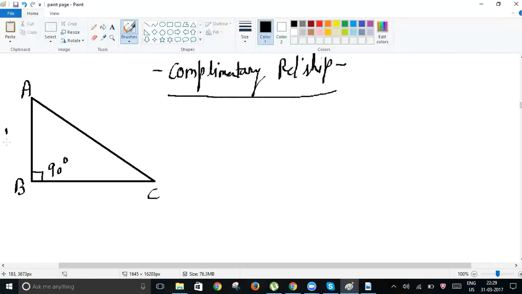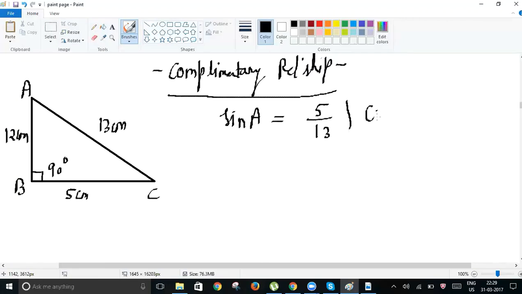This is 12 centimeter. This is 5 centimeter, as you have calculated in the previous question. This is 13 centimeter. So you calculated that sine A is 5 over 13, and you also calculated that cos C is equal to 5 over 13.